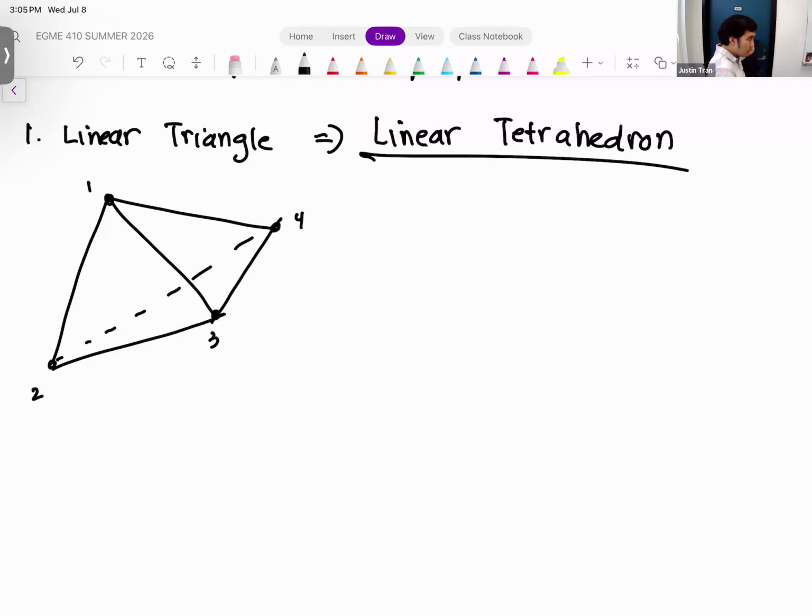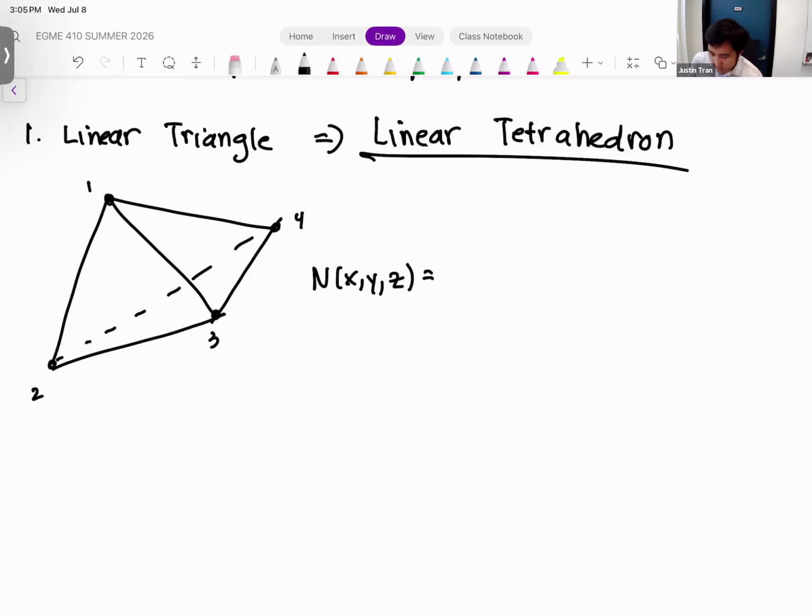And just like yesterday, we know that the form of the shape function, or more specifically, the number of terms in our shape function matches the number of nodes in our element. And so if our element here has four nodes, that means our shape function will have four terms.